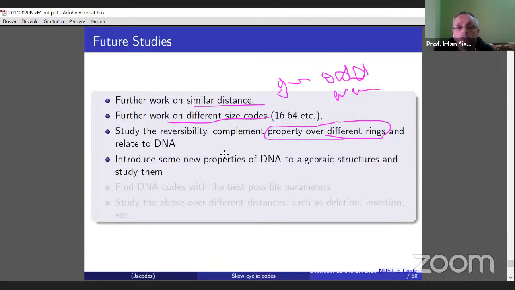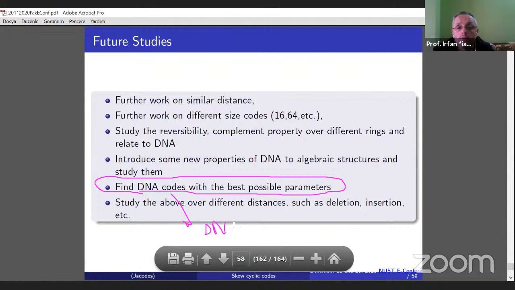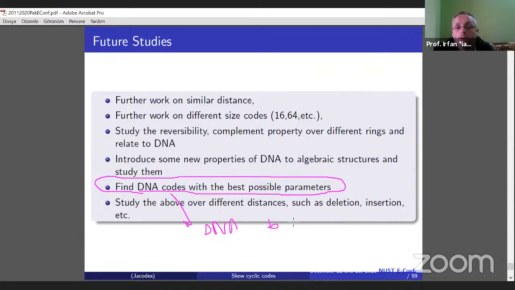But as I said, the Gray map had to satisfy the relation between the ring and the DNA code. And also DNA code with the best possible parameters, I should say, for the DNA case. For these properties for rings, we don't have a bound. It's an interesting question to find a bound to tell how good they can be.